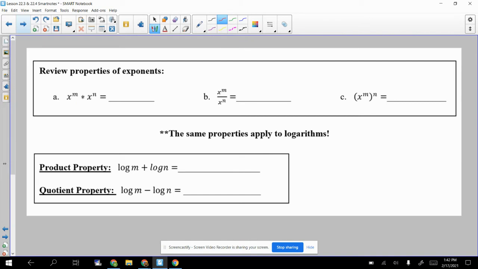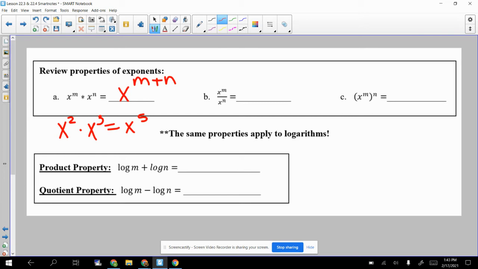First of all, we have to review some properties of exponents that you guys should have seen in a prior math class. So for example, if you had an x squared times an x cubed, what would you do with those exponents? Well, when you are multiplying, you actually add those exponents. So that would become x to the fifth, okay? So what we want to say here is that you add, so this would be m plus n. Okay, so you would add m plus n in that example.